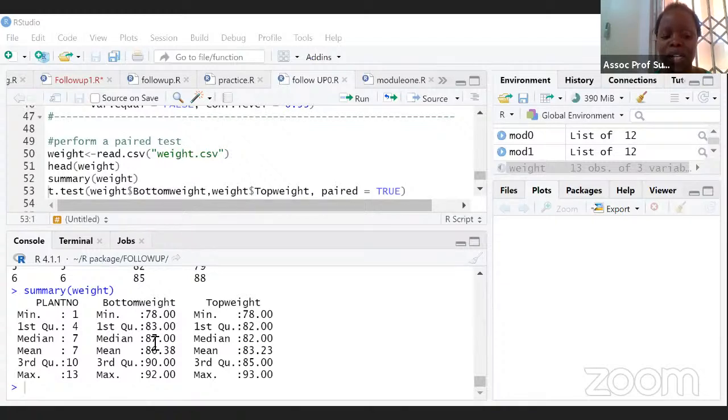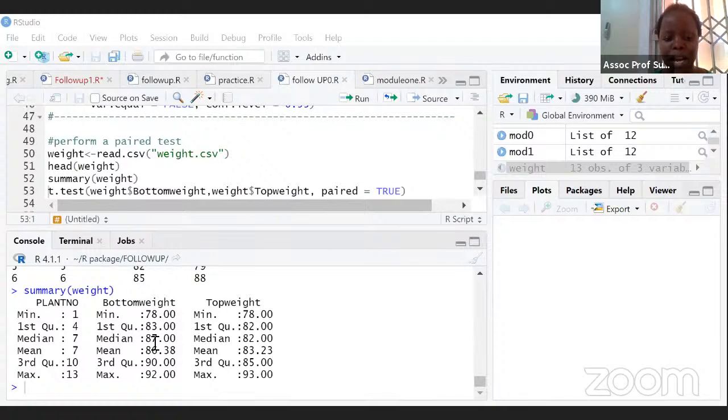And if the mean is greater than the median, then the data is skewed to the right. And if the mean is less than the median, the data is skewed to the left. That was just a hint if you're writing your project: you've produced summary statistics, you can write a lot about it. We can also look at the maximum. The maximum weight for the bottom is 92 and the top is 93. So there are differences in weight of seeds for both bottom and top.